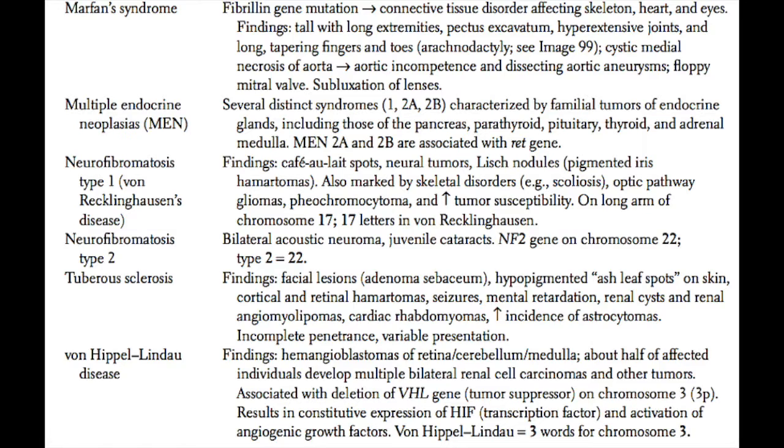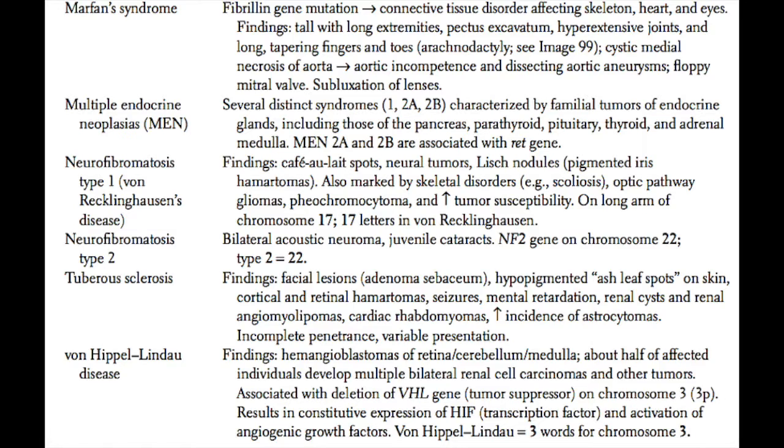Multiple endocrine neoplasia, there's 3 types. Type 1, I think of as being the 3 Ps. It's cancers of the pituitary, pancreas, and parathyroid. Class 2A is the parathyroid, medullary thyroid cancer, and pheochromocytoma. And class 2B is medullary thyroid cancer, pheochromocytoma, and neuromas.